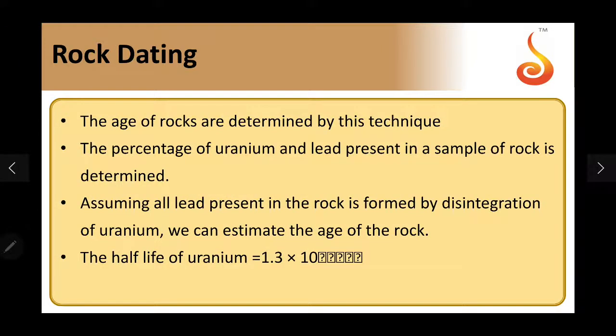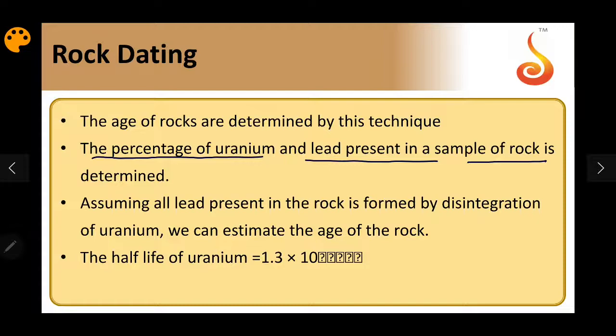Very similarly, we do what is called rock dating. Rock dating is for finding the age of a rock, or even the age of the earth can be estimated. The only concept used here is that the percentage of uranium and lead in the present sample of rock is determined. We assume that whatever lead is present in the rock comes only from the disintegration of uranium. So whatever lead is present, that many lead atoms used to be uranium atoms at zero time.